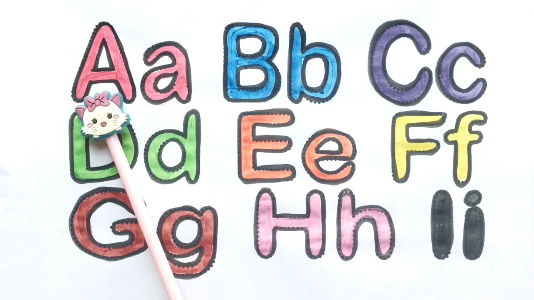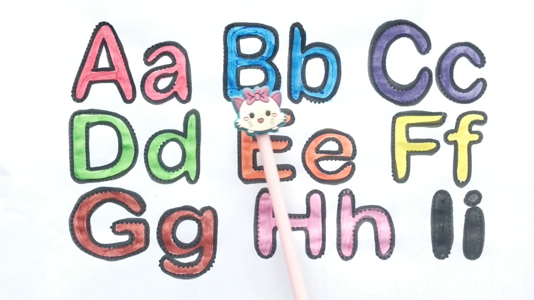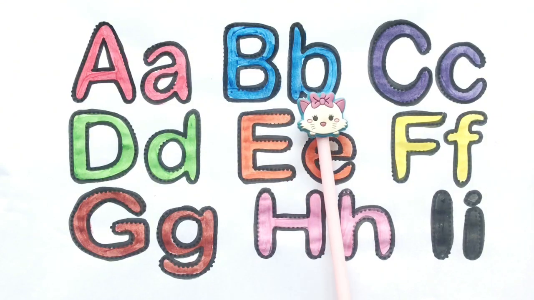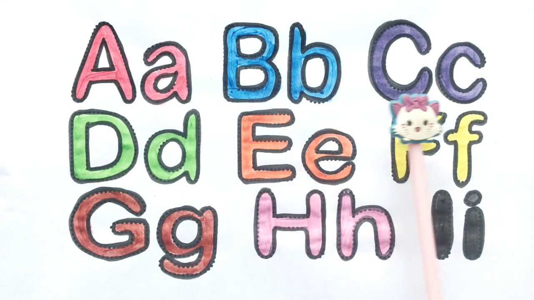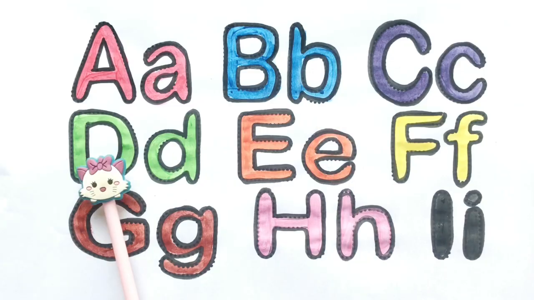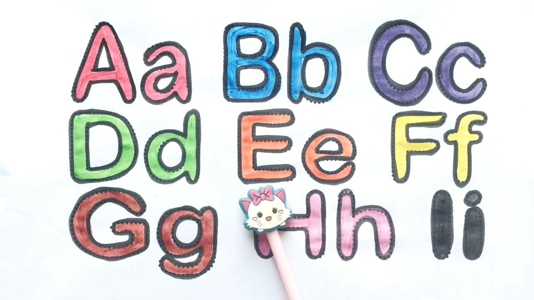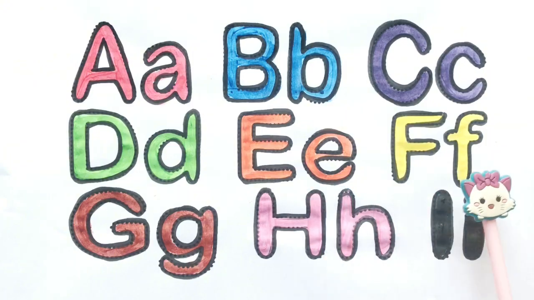Let's repeat and learn. Uppercase letter A, lowercase letter a. Uppercase letter B, lowercase letter b. Uppercase letter C, lowercase letter c. Uppercase letter D, lowercase letter d. Uppercase letter E, lowercase letter e.